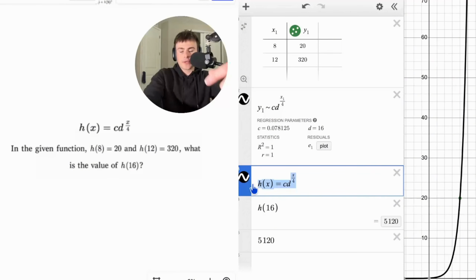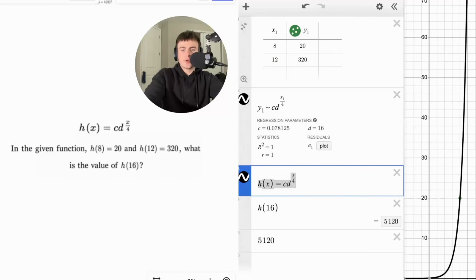We have it defined as a function. We just type in the point, type in 16 for x, and it tells us it's 5,120. It does all the work for us. So this would be literally a 20-second question, whereas most people would solve it in like 5 minutes. I'm telling you, custom regression is actually nuts. You need to master this concept before we do the more crazy Desmos stuff. But this is pretty crazy by itself.